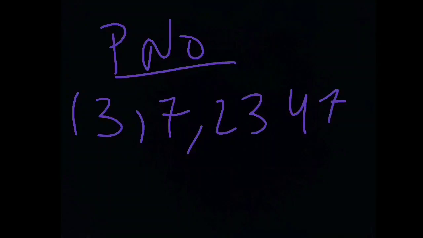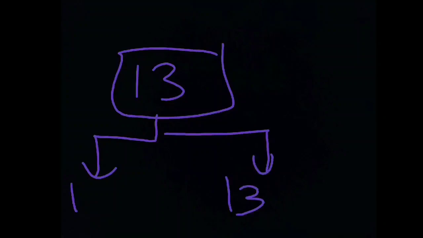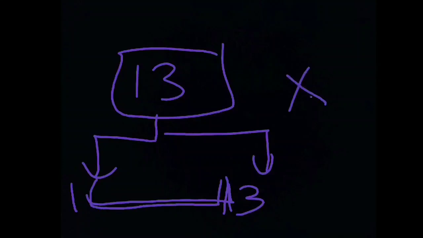What are prime numbers? 13, 7, 23, 47, 19, these all are prime numbers. Why are they prime numbers? A prime number is a number which is divisible by 1 and the number itself. Like 13, it's divisible by 1 and 13 only. No number from 2 to 12 divides it, and that's why it's a prime number.